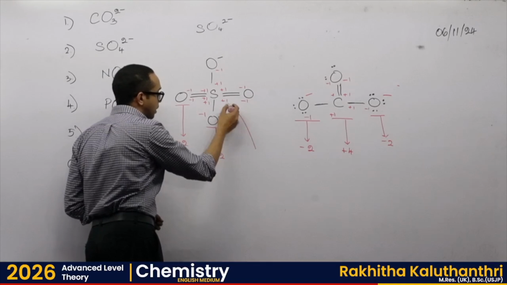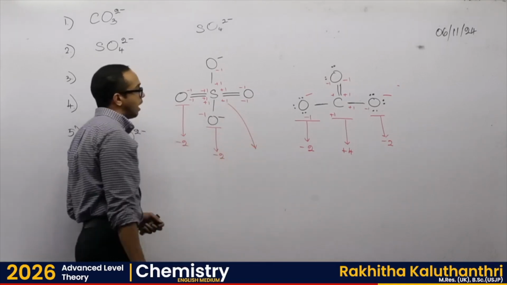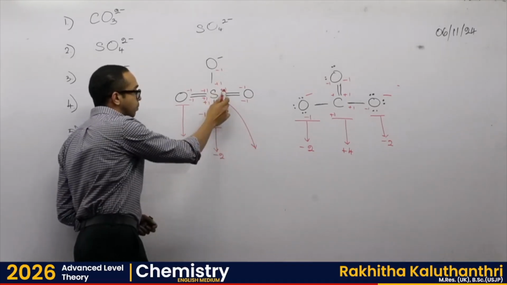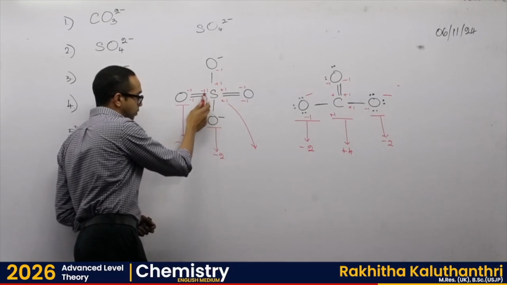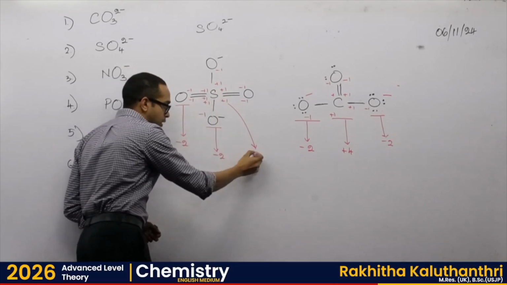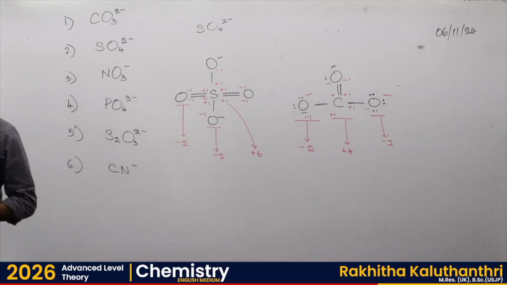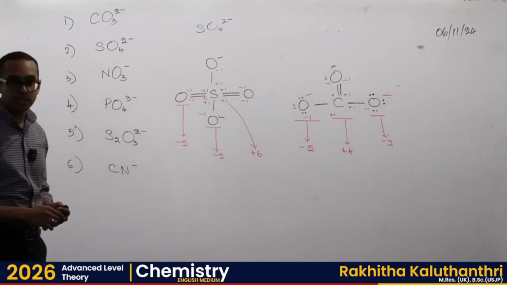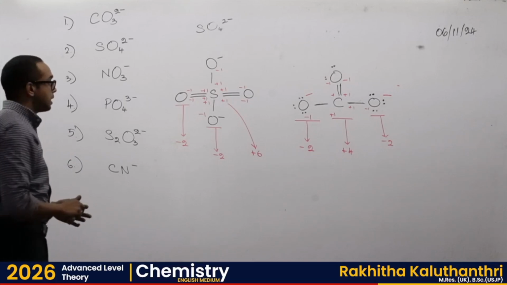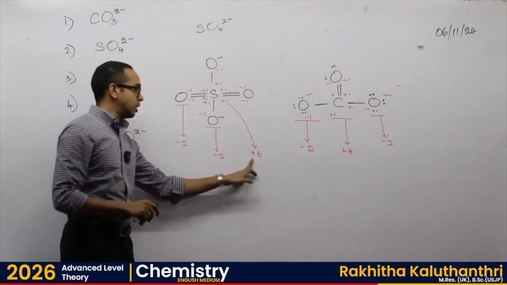But this sulfur over here, you have +1, +2, +3, +4, +5, +6. Sulfur has a total of +6 charge. Do you have a question? Anyone has a question? All good, right? So this is +6 in charge.